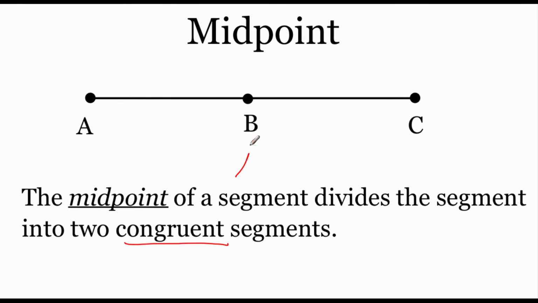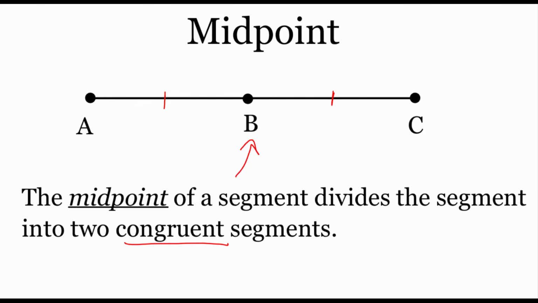If we're looking at this picture up above, let's say that point B is our midpoint. Then the length that goes from A to B is exactly the same size as the length that goes from B to C. Visually, the way we show that segments are congruent is to put a slash mark on them. From A to B, we put one slash mark, and from B to C, we put one slash mark. That tells us the segment on the left is exactly the same size as the segment on the right.